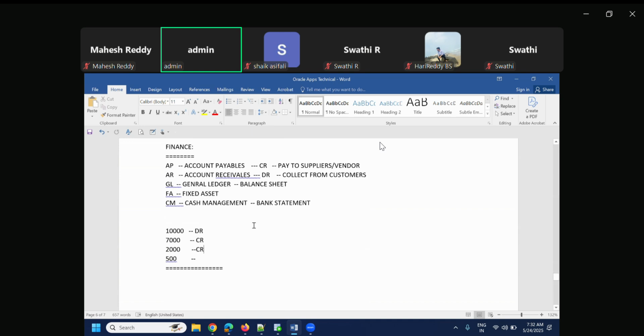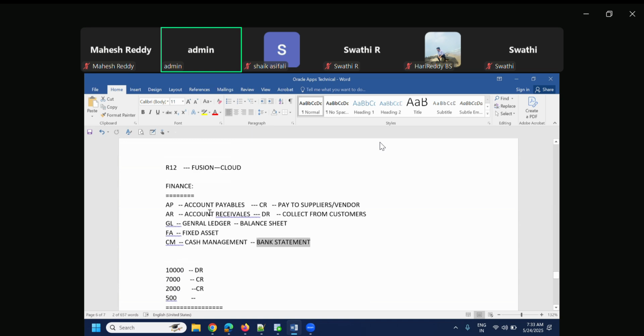For that purpose, Oracle has given one software called cash management. Every week or every quarter we get the bank statement. Then we have to clear it against our transactions. Whatever transactions are recorded in the Oracle applications, I will compare with the bank statement. If any wrong transactions are there, I will note down those transactions. That is the power of the bank statement, nothing but cash management.